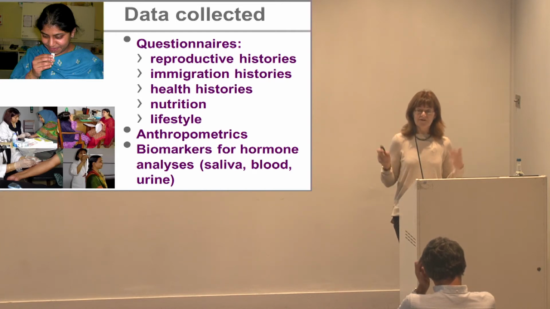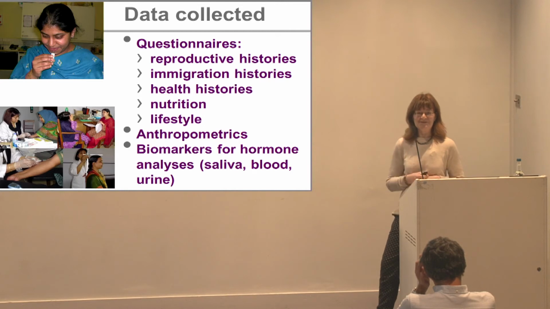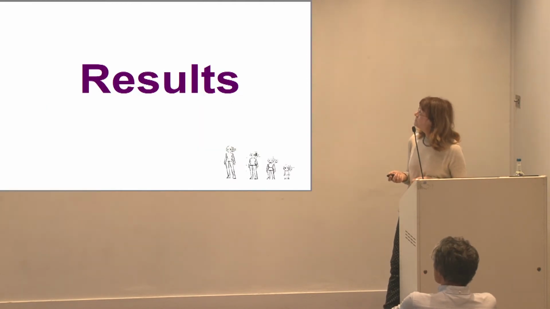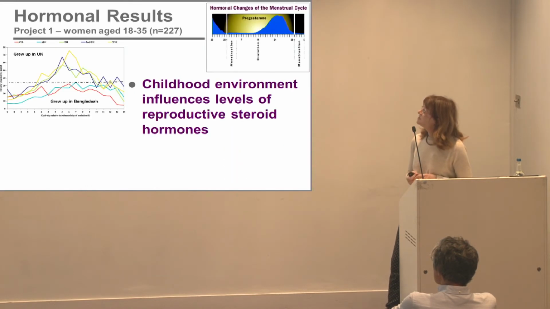So our sample sizes look small relative to, say, James's studies, which are much, much larger, but we collect quite intensive amounts of information from each individual. So then what are the results that we found from these studies?